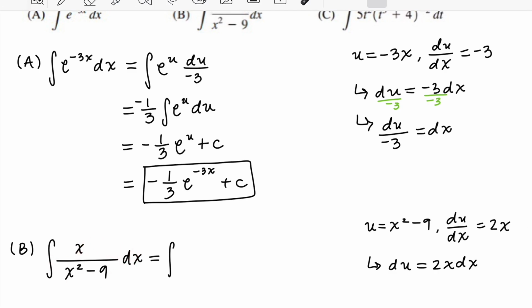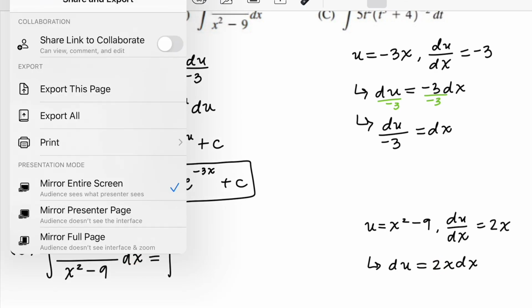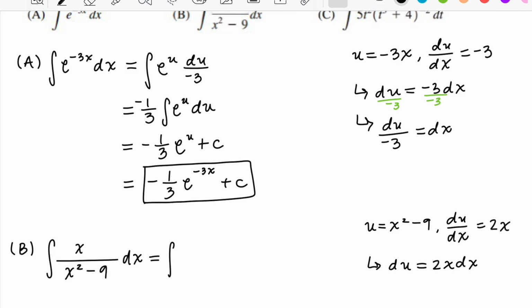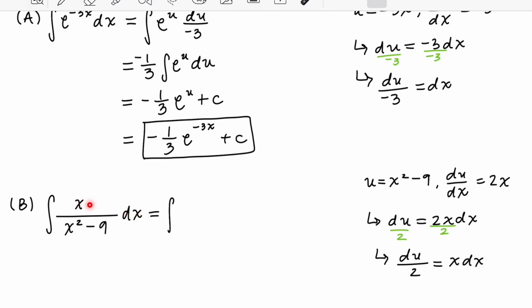But here we just have x times dx. We don't have this factor of 2 here. So what we'll do is we'll divide by 2 on both sides. And so this tells us that du over 2 is equal to x dx. And that's exactly what we have here.